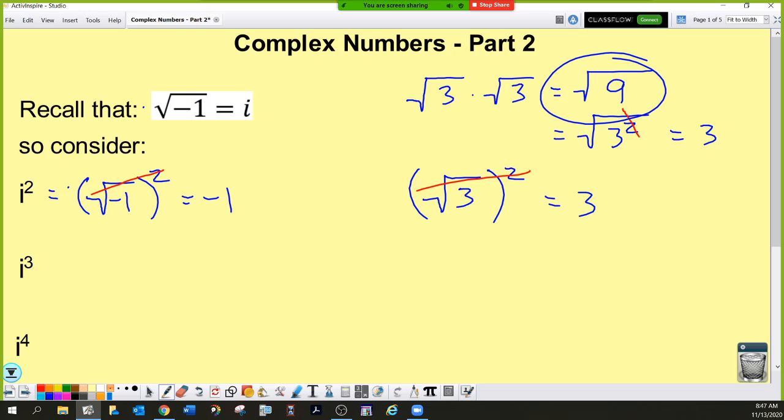But I understand your logic, and I appreciate you thinking like that. You know, I've never had a student ask me before why it's not positive 1. They all just believe me. But as it turns out, this property up here only applies to positive numbers.